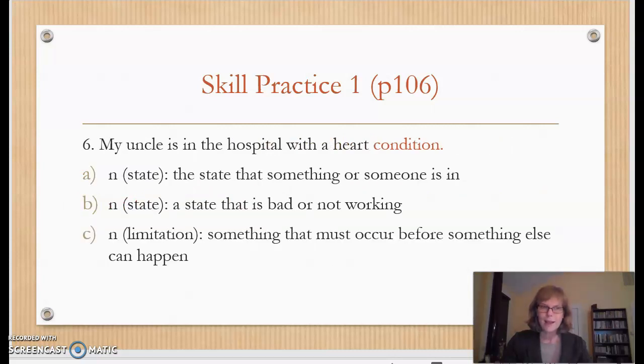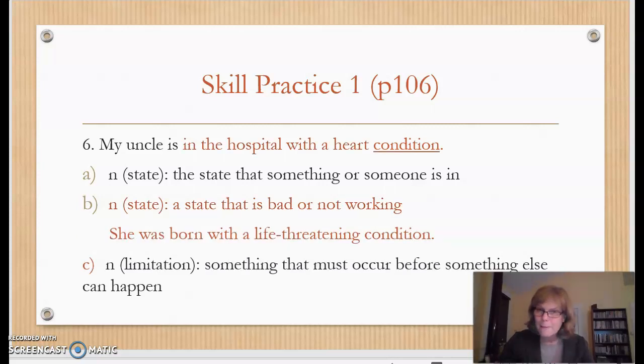Number 6, what did you choose for the word condition? You have to look at the sentence. My uncle is in the hospital with a heart condition. Which one matches? So I chose B. Some students choose A, the state that something or someone is in, someone's condition. That's pretty neutral. B is really talking about our sentence here. The state that is bad, something's not working, right? A life-threatening condition, a heart condition. It's implying that something is wrong, not working.